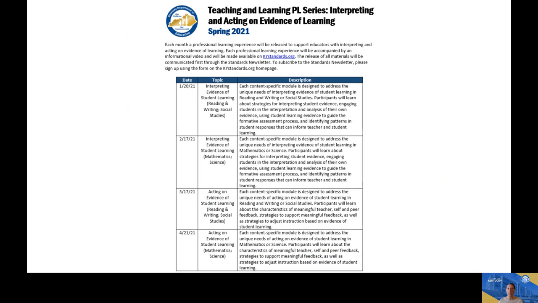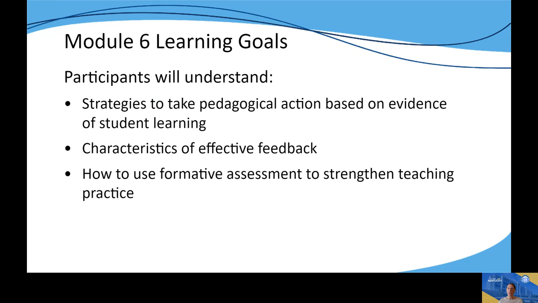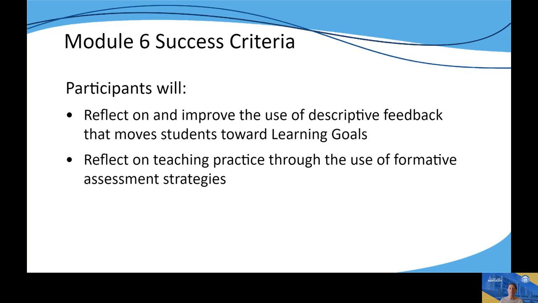So as a part of our spring professional learning series, we are now releasing Module 6, the last module in this series. In March, we are releasing the reading and writing and social studies versions of Module 6. And then in April, we are releasing the mathematics and science versions of Module 6. We have three learning goals as a part of Module 6. We want participants to be able to understand strategies they can use to take pedagogical action that's based on evidence of student learning. We want them to understand the characteristics of effective feedback, as well as how to use the formative assessment process to strengthen their own teaching practice.